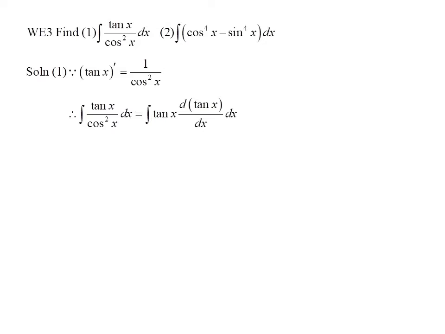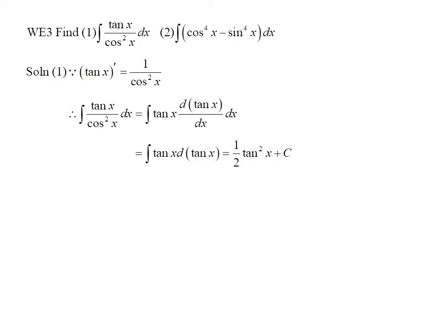Example 3 is to find two antiderivatives. As for the first one, since the differentiation of tangent x equals the reciprocal of cos squared of x, the antiderivative equals the integral of tangent x d tangent x by dx, which can be written to the integral of tangent x d tangent x, which equals 1/2 times tangent squared of x plus c.